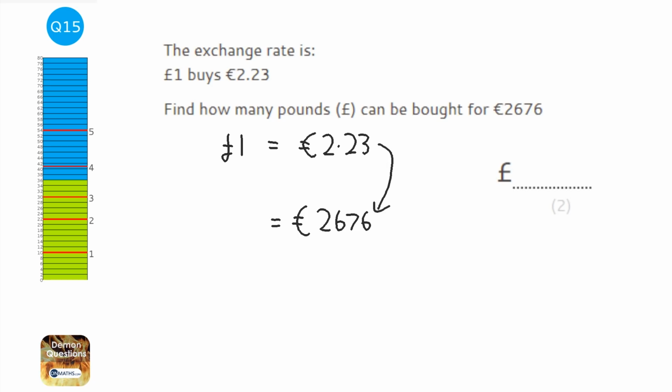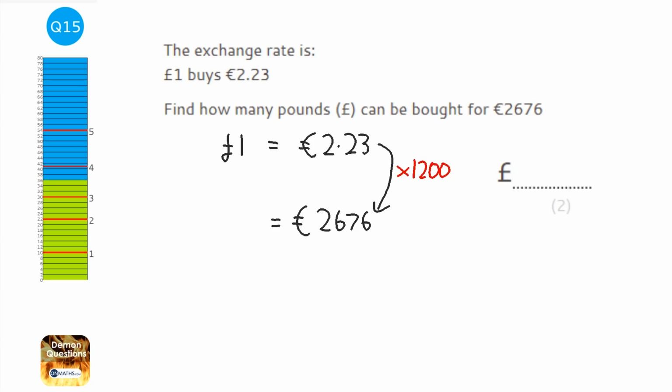Now the way of doing that is 2676 divided by 2.23, all on the calculator. So we know we've got to times that by 1,200, which is what the calculator told me when I did 2676 divided by 2.23. Now I can check that by typing in 2.23 times 1200, and it gives me 2,676.